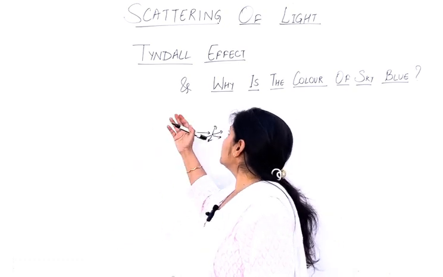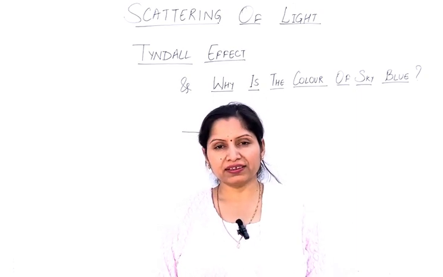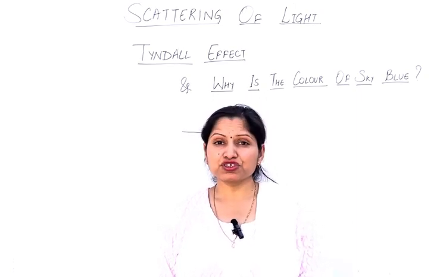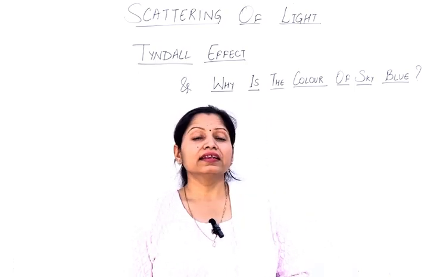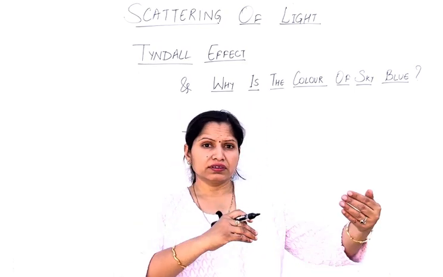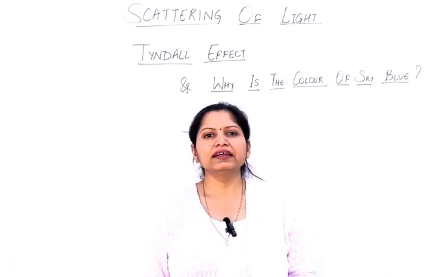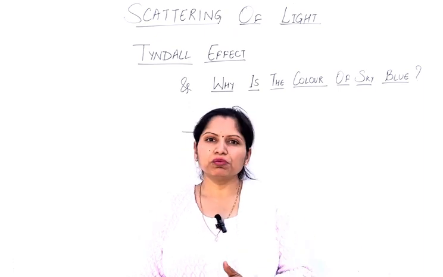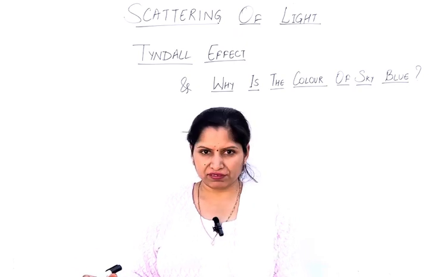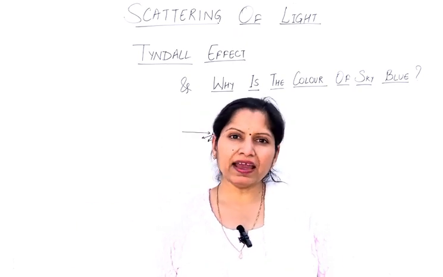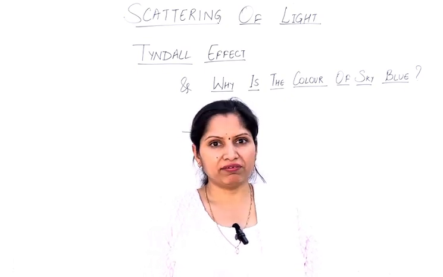Apart from that, why does the sky appear to be blue in color? The color of the sky appears blue because of scattering of light. If the size of the particles in the atmosphere is small, then the scattering will be maximum for blue color, because that has a smaller wavelength. Blue has a smaller wavelength, and the red part of the light has a longer wavelength.